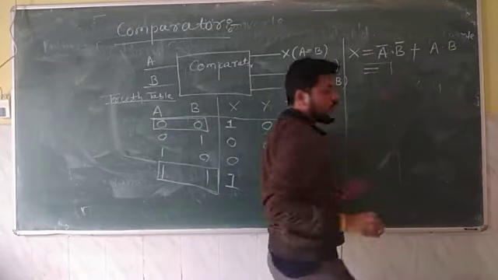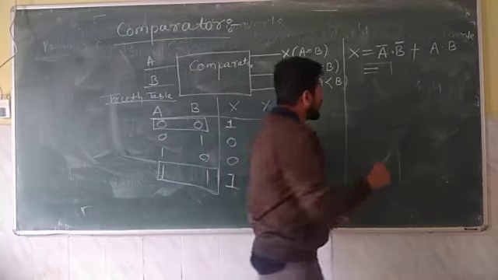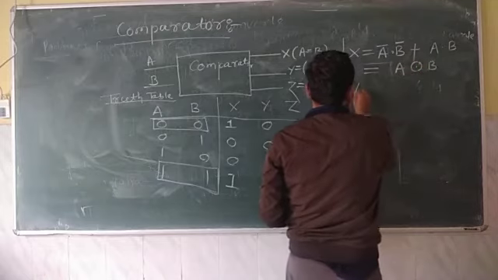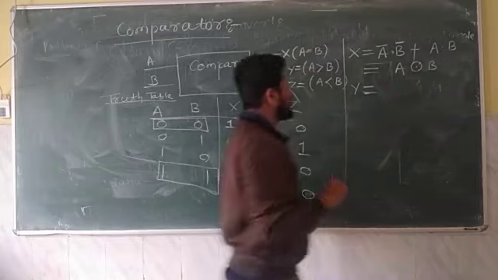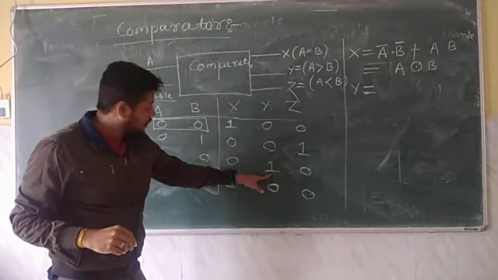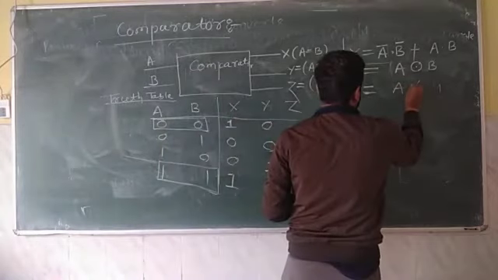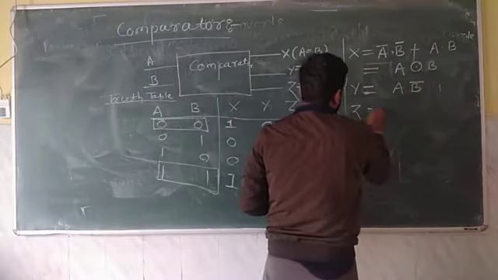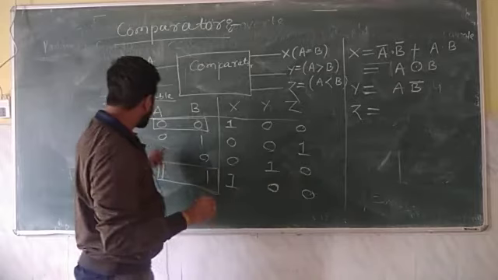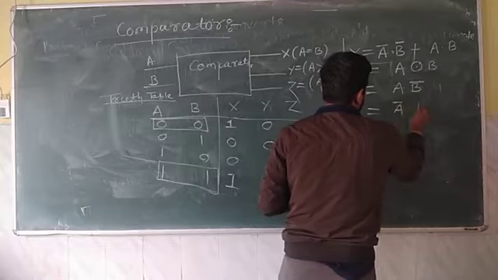And from the basic gates we already know A bar B bar or A B is nothing but your XNOR gate. That is A XNOR B. So we have X. Then we will write the expression for Y. Only one case where Y is 1, that is the case where A is 1 and B is 0. That means Y is equal to A B bar. Then Z. Similarly, for only one case Z is 1. That is the case where A is 0 and B is 1. That means A bar B.